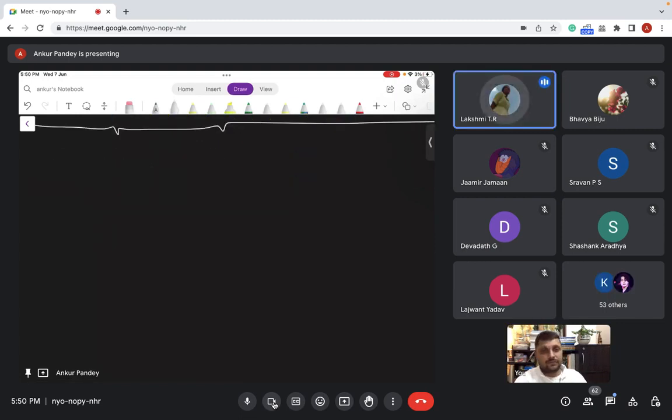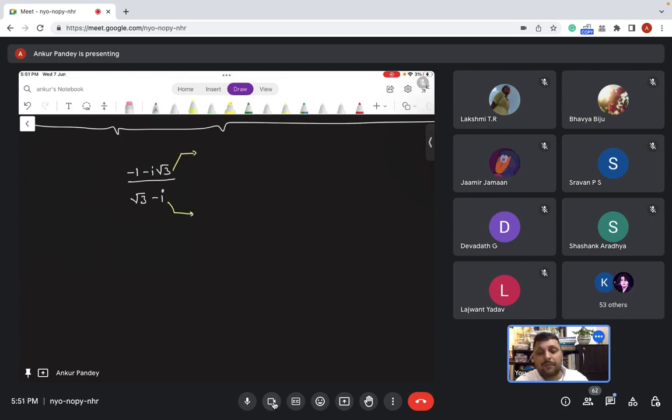Proceeding. Sir, can you explain once more? One more time, Lakshmi. No problem. Lakshmi, suppose the question is (minus 1 minus i root 3) by (root 3 minus i). Suppose this is the question for which you have to find the argument. So what will you do? You will divide it into numerator part and denominator part.